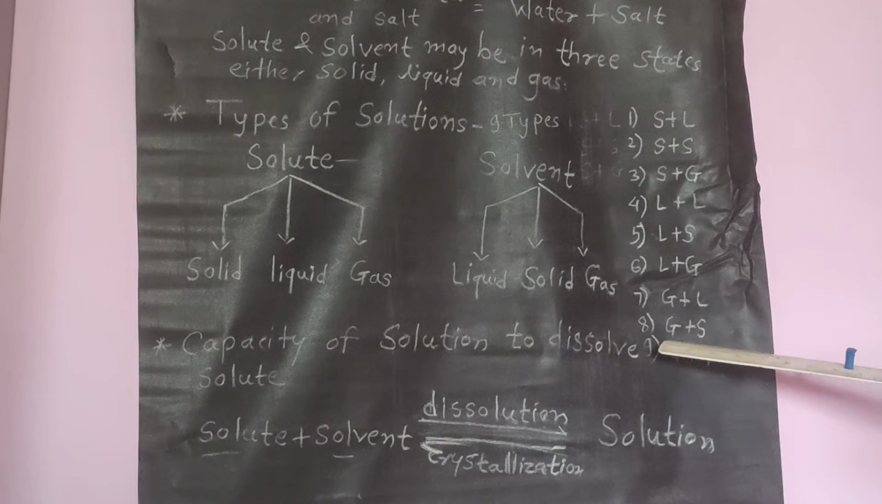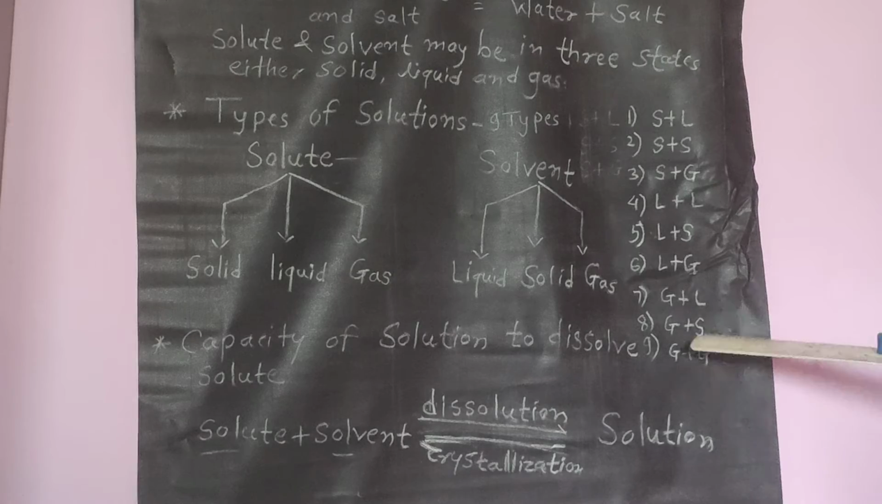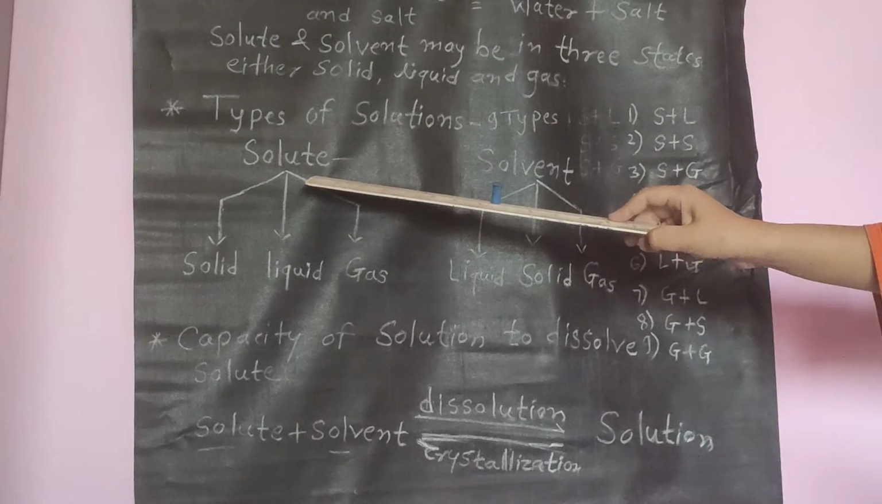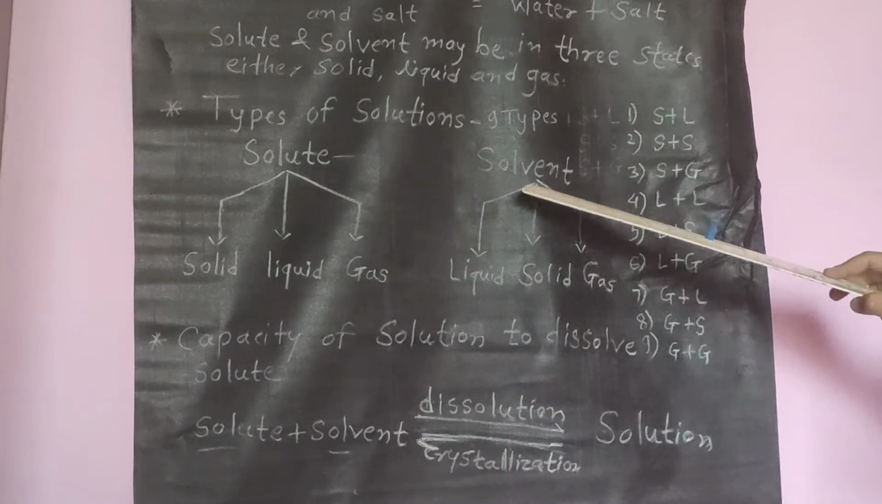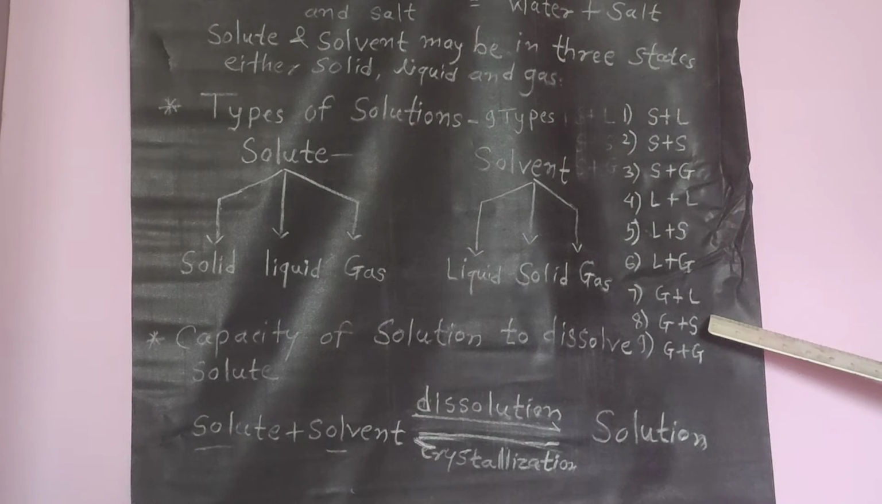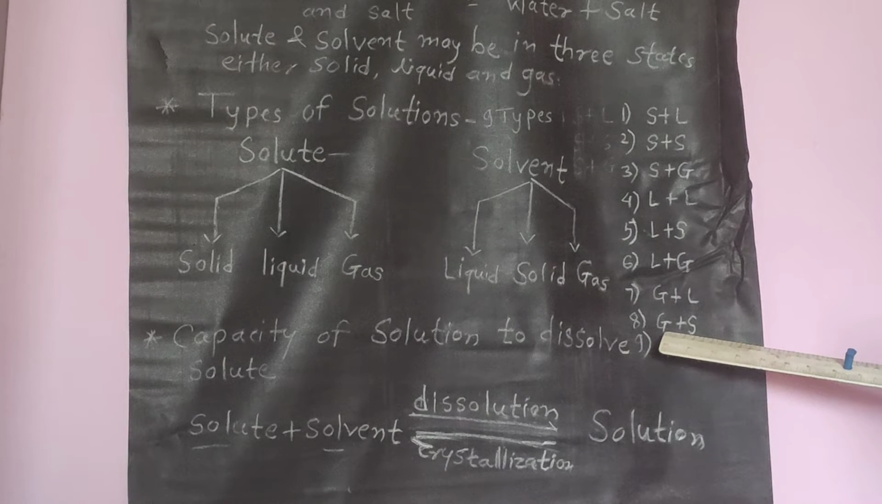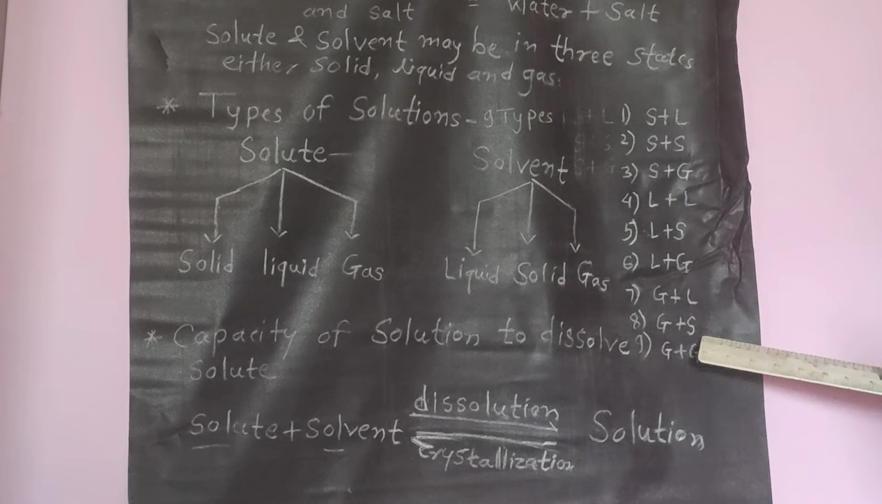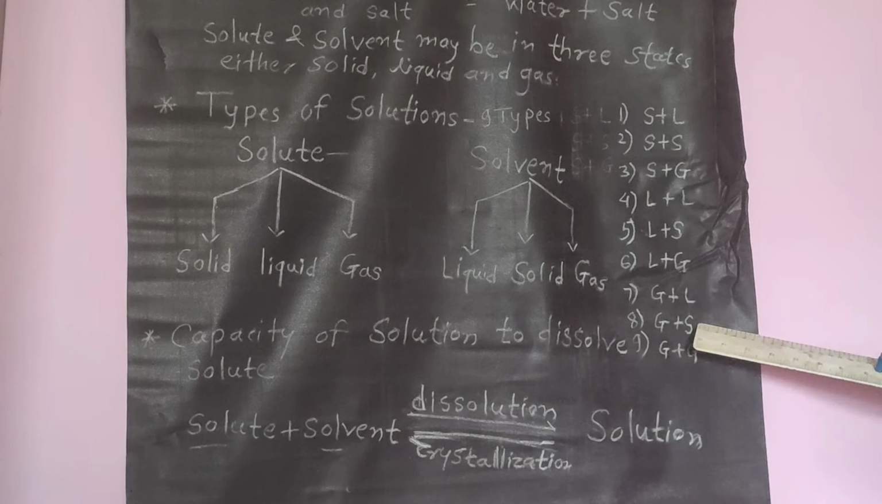Eighth example is gas plus solid. That is, gaseous state is solute and solid state is solvent. For example, H2 in palladium. In this H2 is gaseous state and palladium is solid state.